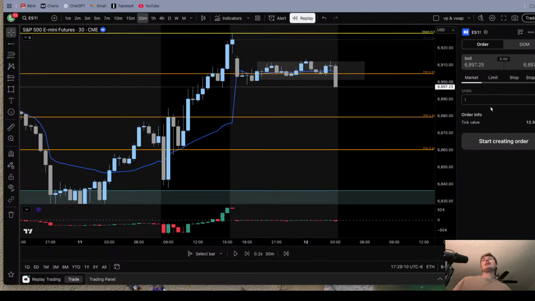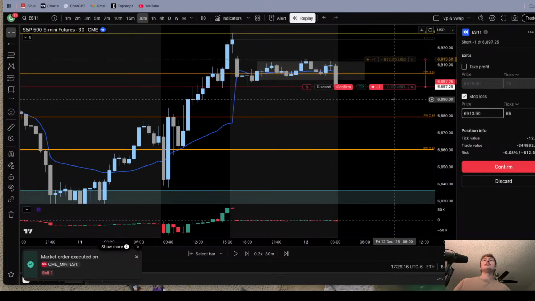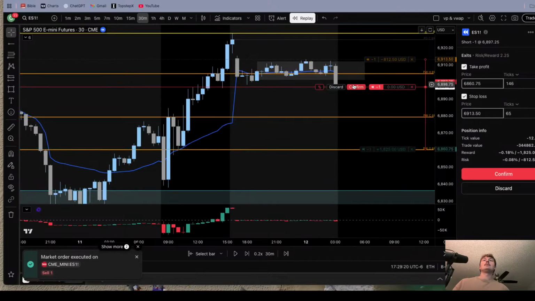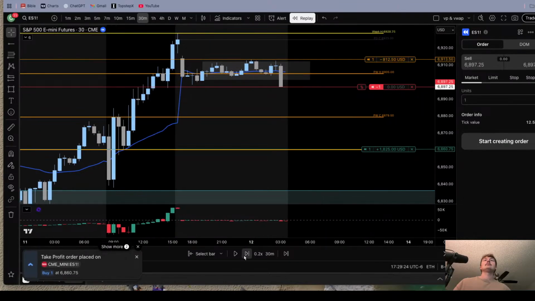Okay, we just broke out. We're gonna short. And put this above the box. And our TP is gonna be this level right here. Okay, little 1 to 2. Our intention will be to add to it.